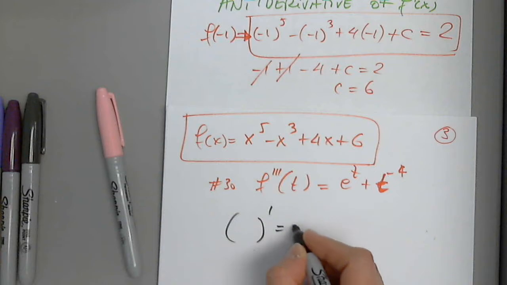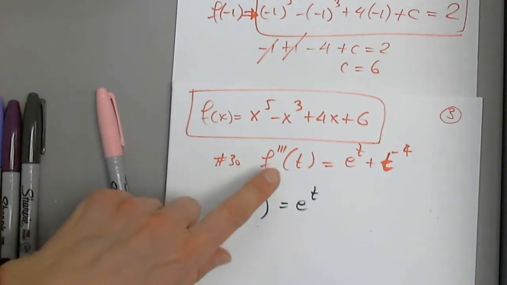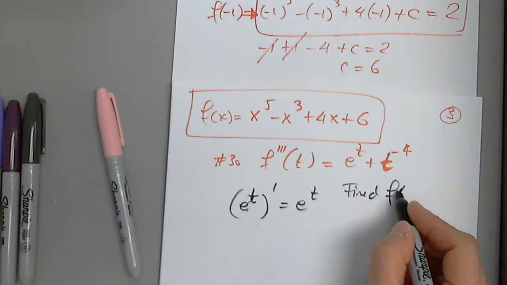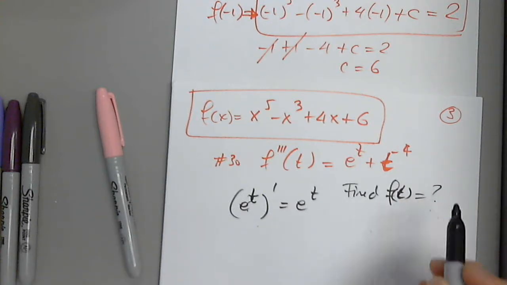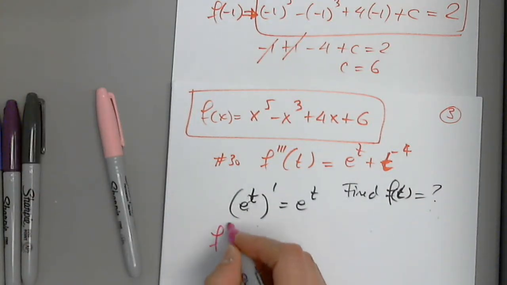Which function prime will be e to t? In other words, I'm asking, what is the antiderivative of e to t? Of course, this is the only one. Very good. We're asked to find f of t. In order to find f of t, given the third derivative, what do I have to find first? Oh, yes, of course. So let's find the second derivative.